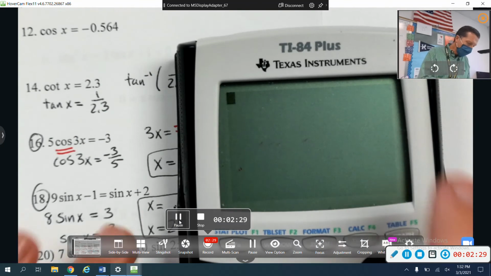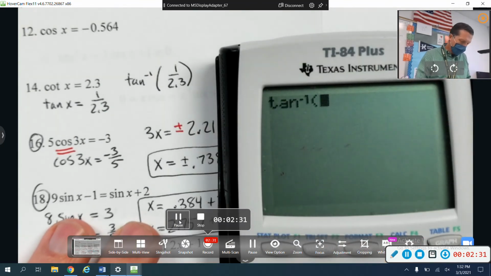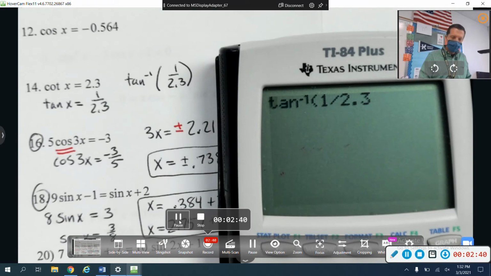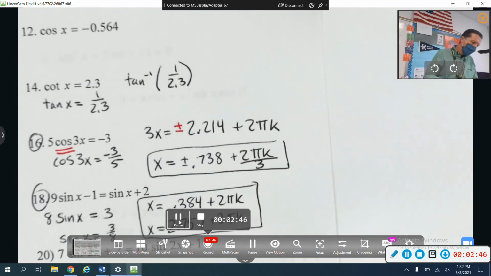So inverse tangent, second tangent, 1 divided by 2.3. Oh, make sure I'm in radians. I mean, I should be. I haven't done anything else, but it's the first one of the day, so make sure it's in radians to get started. 0.410.